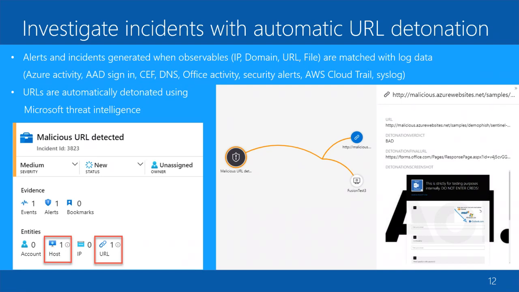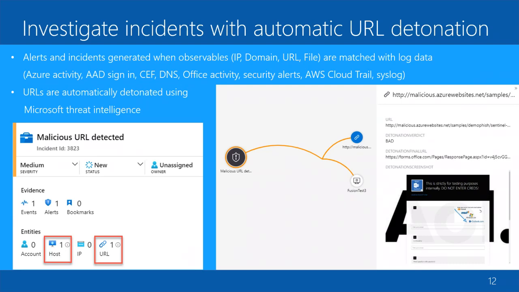If it's a machine, you could say, give me all the people who have logged into this machine. You could say, what IP addresses has this machine had lately. In the case of URLs, all URLs that are part of alerts in Azure Sentinel are actually detonated by Microsoft. And so this is where you actually get the benefit of Microsoft Threat Intelligence built in with Sentinel.